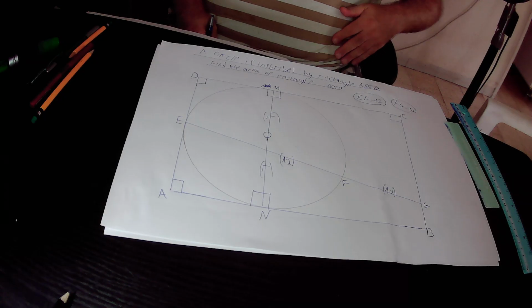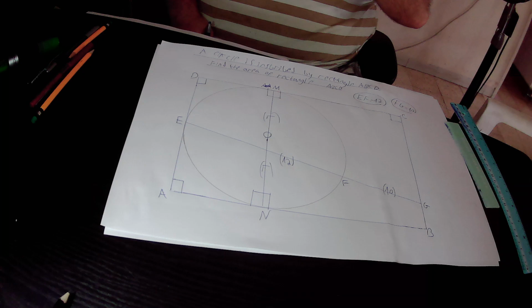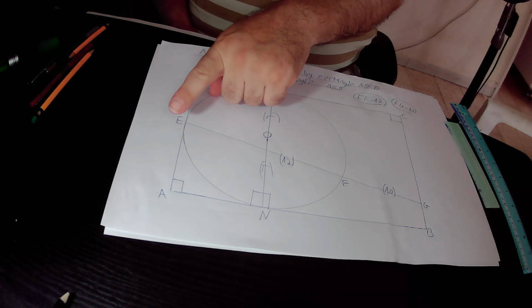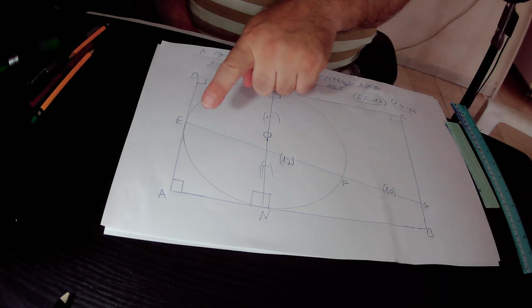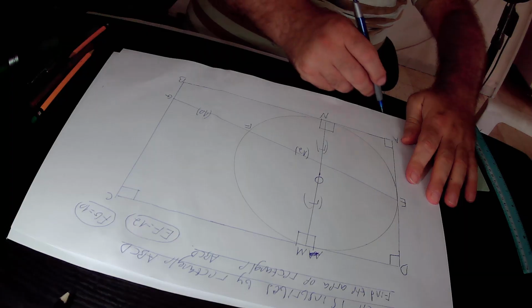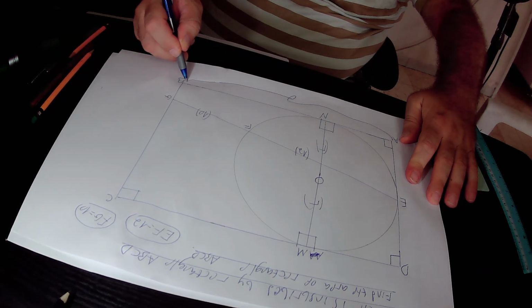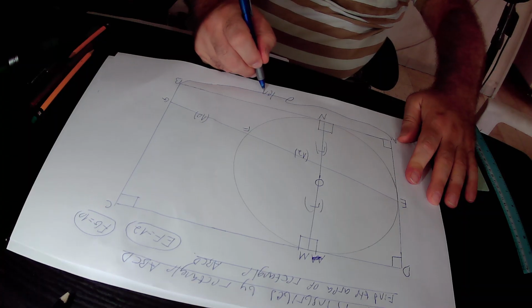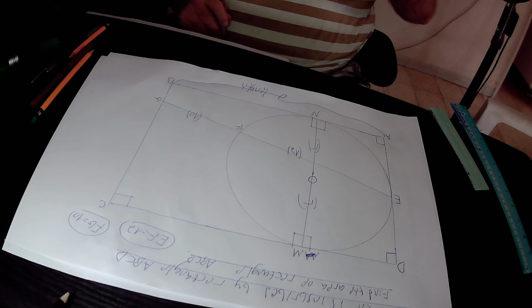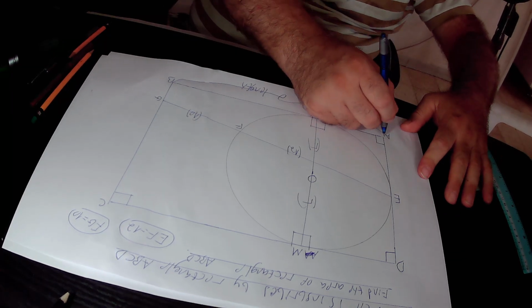We will define the length of rectangle ABCD as AB. AB is the length. And we define the width of rectangle ABCD as AD. AD is the width.